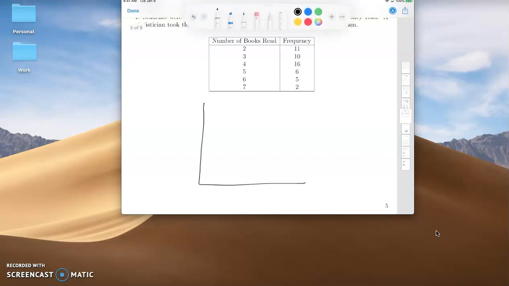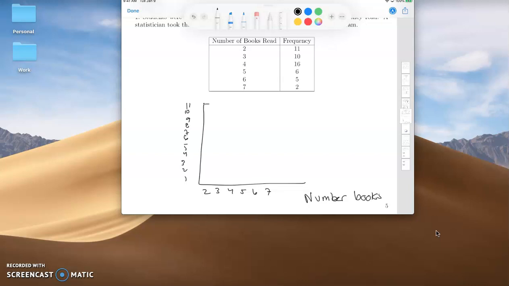All right, here we've got the table. So we have number of books read, and that's going to go on this side. I'm just going to write number of books. Okay, so we have 2, 3, 4, 5, 6, and 7. We'll see how this goes. All right, so the first one we have 11. So let's say that we just label this 1, 2, 3, 4, 5, 6, 7, 8, 9, 10, 11.